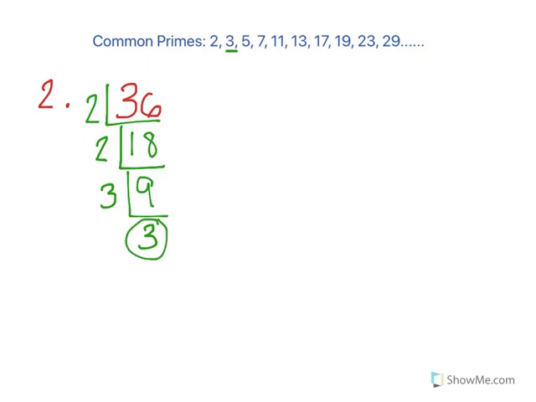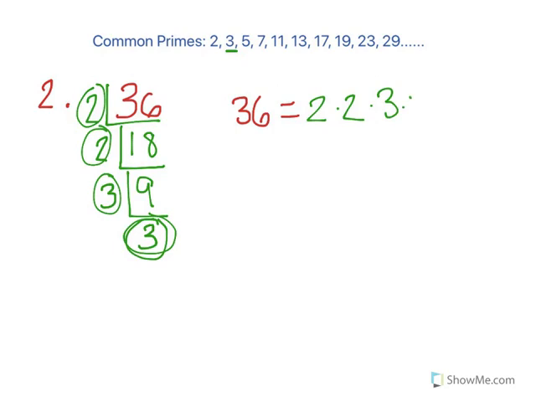And I write 36 equals 2 times 2 times 3 times 3. And I can write that using my exponents. So 36 equals 2 to the second power times 3 to the second power, because there's 2 2's being multiplied and 2 3's being multiplied. So that would be my final answer.